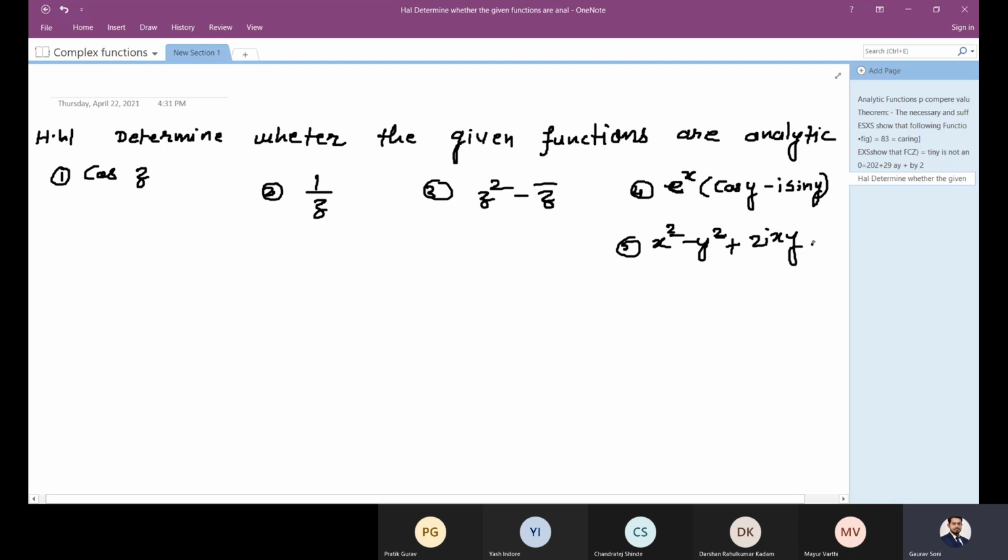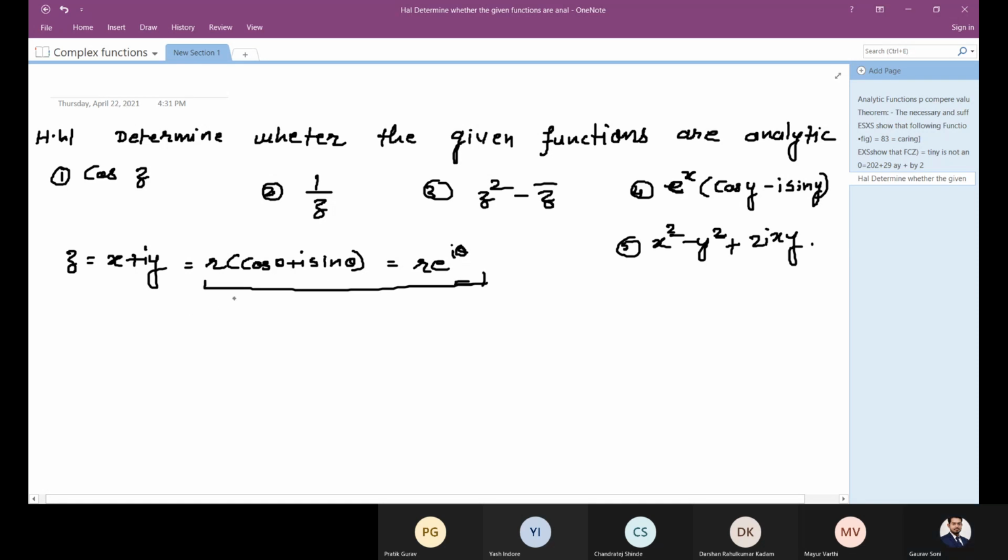Now I will talk about the analyticity in the polar coordinates. So I told you that every complex number can be represented in three ways. The first one is x plus iy. The same complex number can be written as r in bracket cos theta plus i sin theta. This is called the polar form. And the third one is r e to the power i theta, Euler form. So this generally deals with r and theta. Every complex number is denoted by r comma theta.